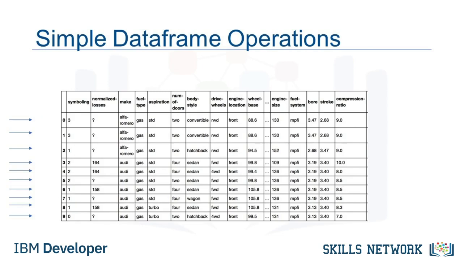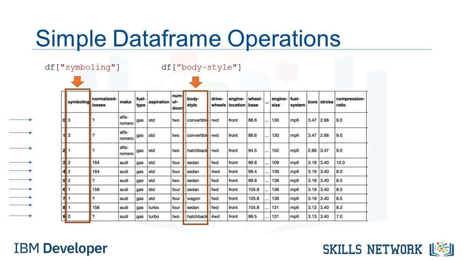In Python, we usually perform operations along columns. Each row of the column represents a sample, i.e., a different used car in the database. You access a column by specifying the name of the column. For example, you can access symboling and body style. Each of these columns is a pandas series.